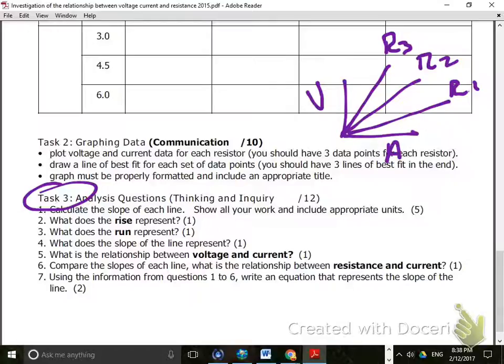All right, so I hope that clarifies what you have to do for your lab. And yeah, again, make sure you're taking careful data, make sure you're doing all your calculations correctly, and make sure you're graphing your information to represent those 3 different resistors.